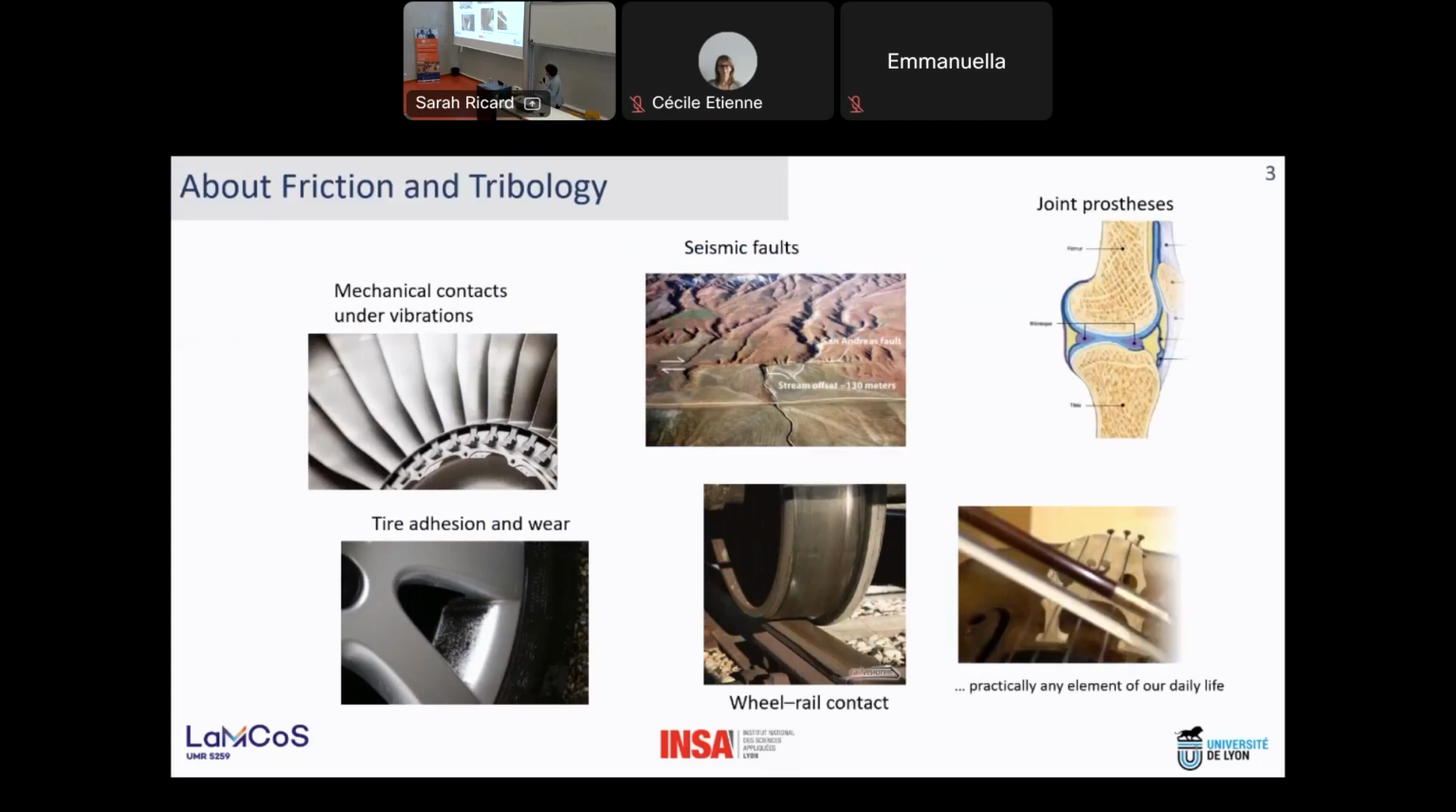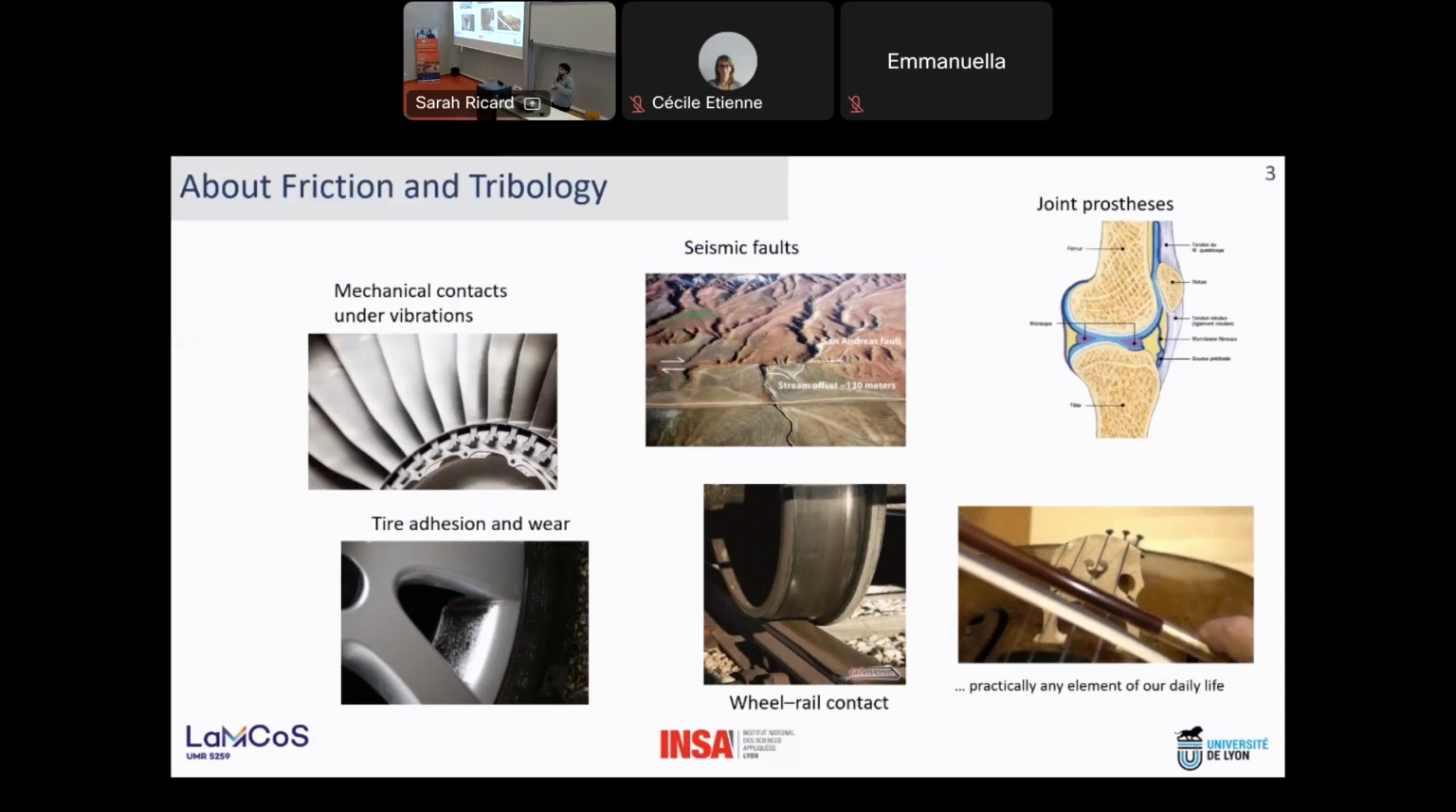Okay, first up, what is tribology? Well, the term was first officially introduced in 1966 by Peter Jost. It comes from the Greek word tribos, which means to rub. It is the multidisciplinary science of study of friction, lubrication, and wear. It examines how surfaces interact when they are rubbed against each other, considering different parameters such as temperature and environment.